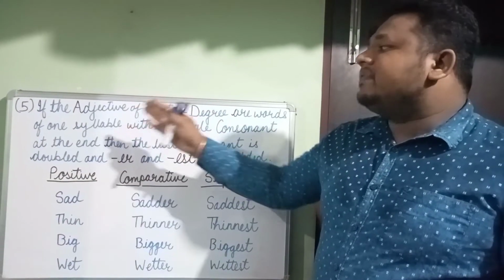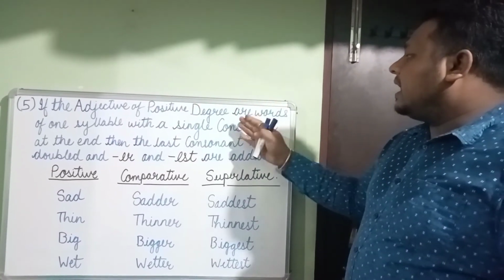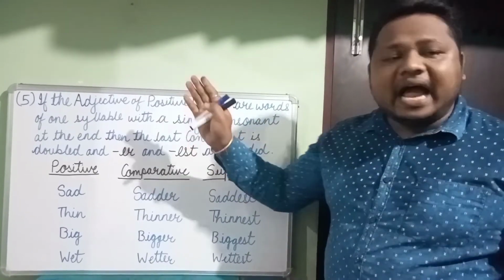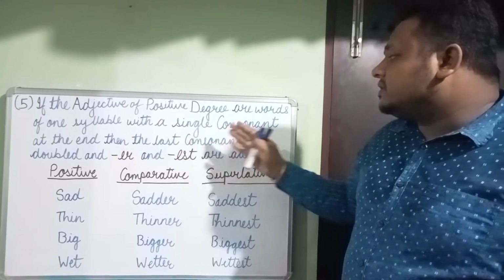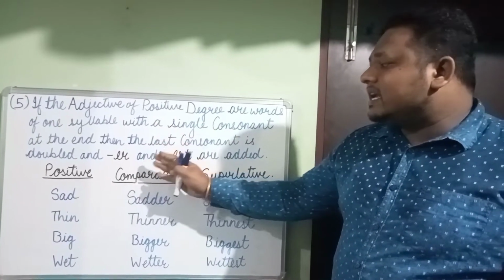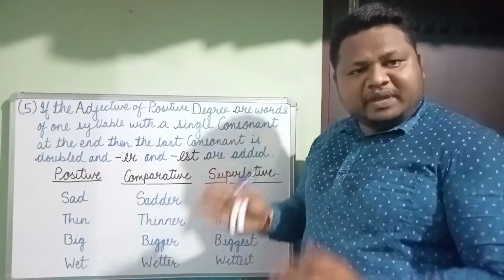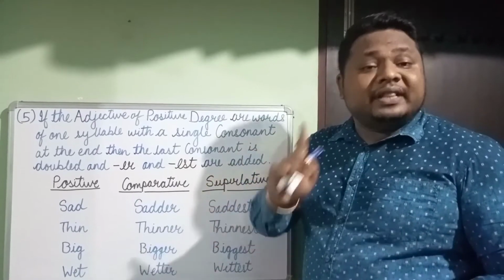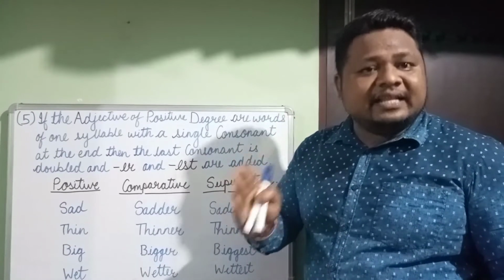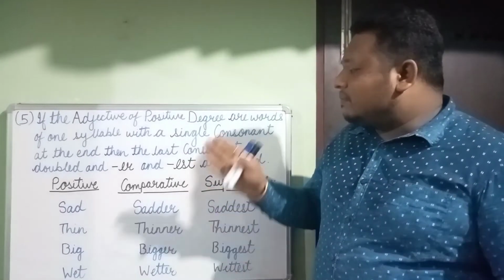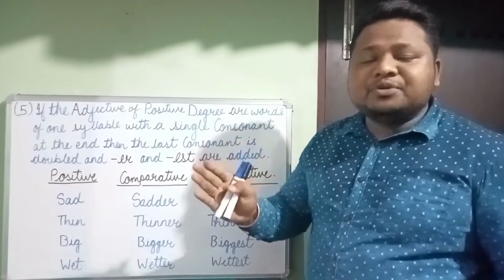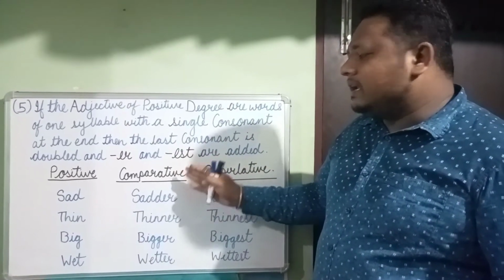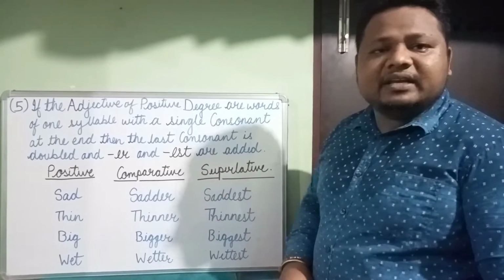Rule number 5. If the adjective of positive degree is a word of one syllable with a single consonant at the end, then the last consonant is doubled and ER and EST are added. It means if our adjective of positive degree is a word of only one syllable and it ends in a consonant, in that case, for making comparative and superlative, we have to double the last consonant and add ER for making comparative and EST for making superlative.